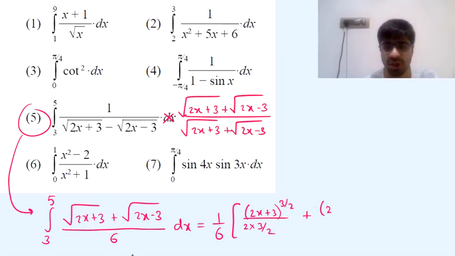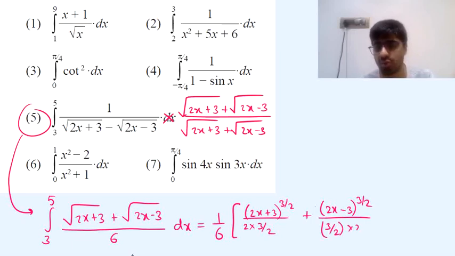Plus you have similarly (2x minus 3) power 3 by 2 upon 3 by 2. And this thing multiplied by 2, because you need to divide with the coefficient of x. The integration goes from 3 to 5.